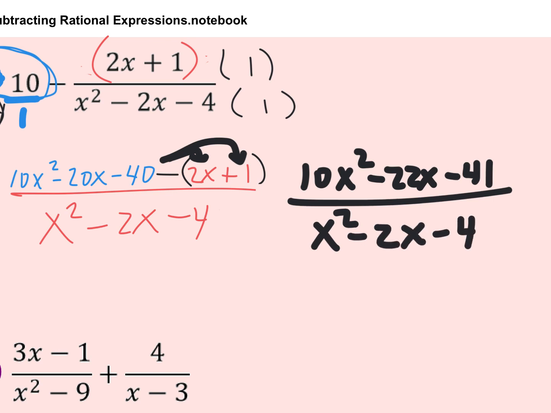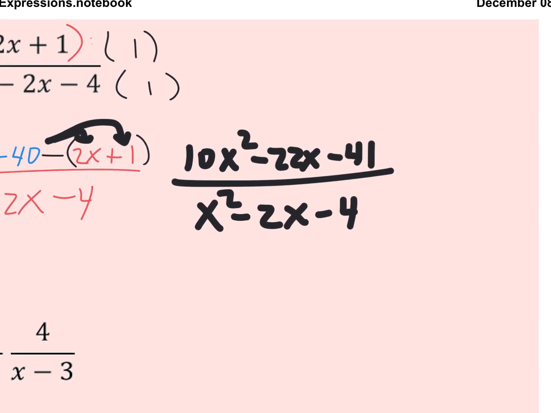Now, the fact that the bottom one doesn't factor tells me that there's no point in factoring the top because nothing can cancel. You know what I mean? Unless I can get the top to have an x squared minus 2x minus 4 in it, if that's a factor of the top. But bottom line, you can't factor the top or the bottom in this case, so it's pretty clear. I'm done.